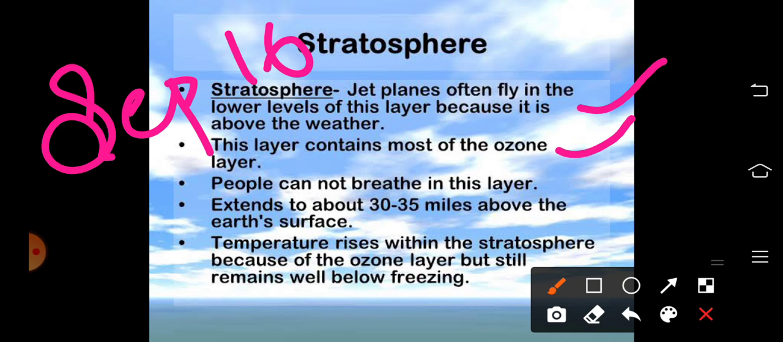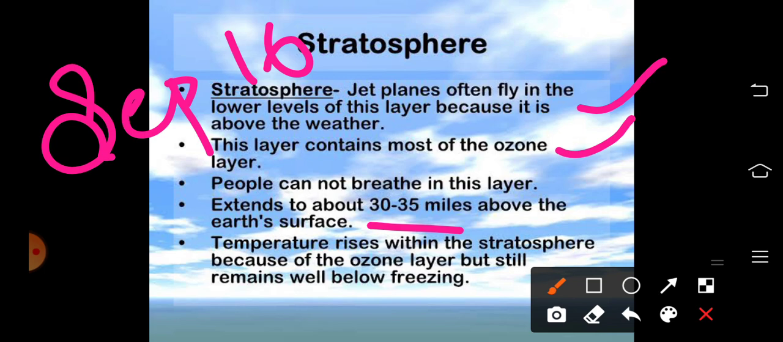Okay, so this layer, the stratosphere, extends roughly about 50 kilometers from the Earth's surface. You can see it is 30 to 35 miles. Then temperature rises within the stratosphere because of the ozone layer, but still remains well below freezing. So that is about the stratosphere.